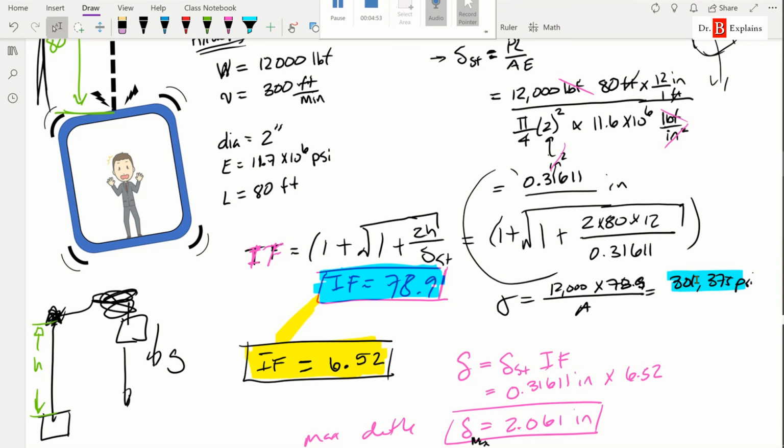Anyways, it's a fun exercise I like to do when I teach in front of the class. Just what are the implications of this from using the impact factor. Again, just want to remind you here, the correct impact factor is 6.52 because the elevator is traveling with a constant velocity. It's not free falling from an 80-foot drop.